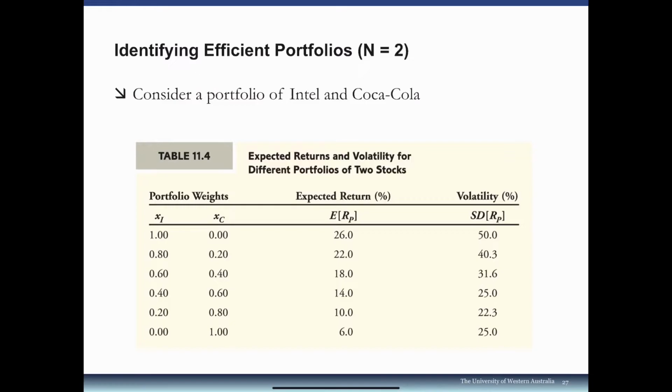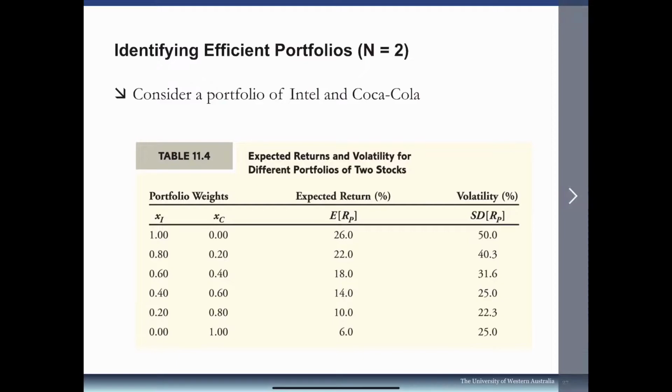And then if you have 80% in I and 20% in C, using the formulas that we did earlier, we can calculate expected return of the portfolio being 22% and volatility being 40.3%, right? And so on. That just means on a different weight scenario, different allocation, here is a return for the corresponding portfolio, and the volatility for the corresponding portfolio. And how about we plot that?